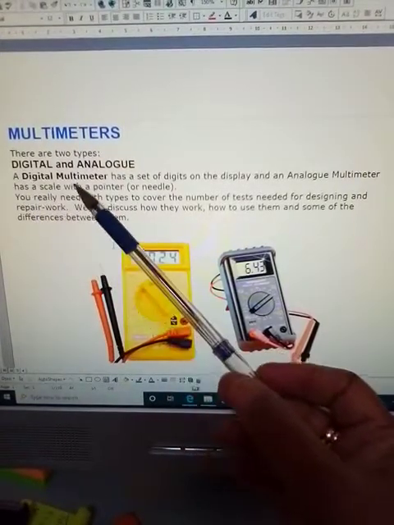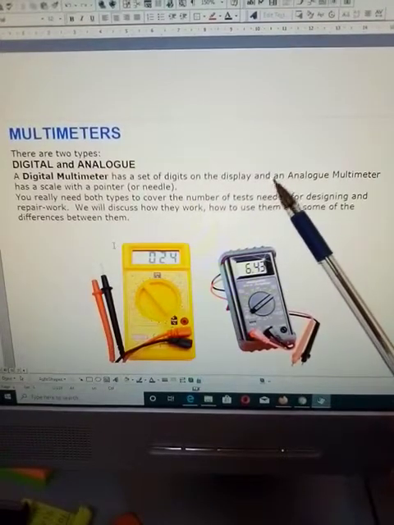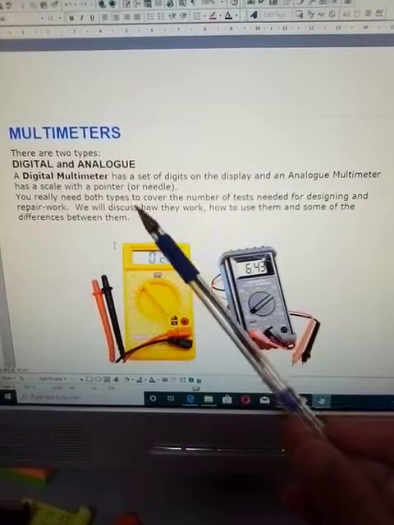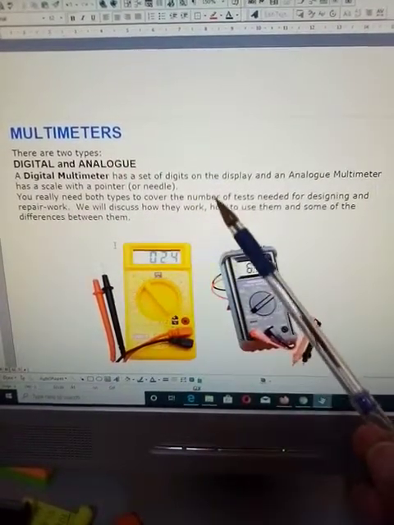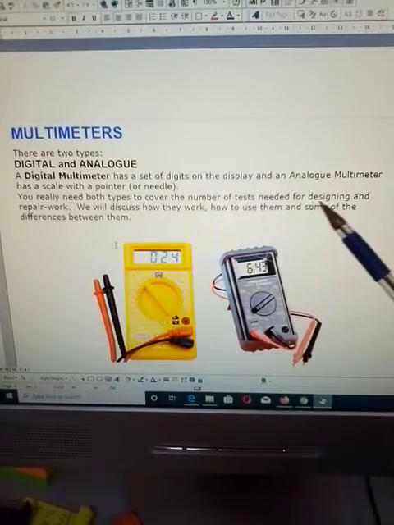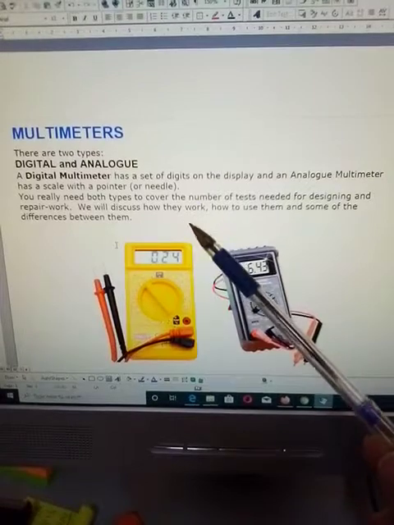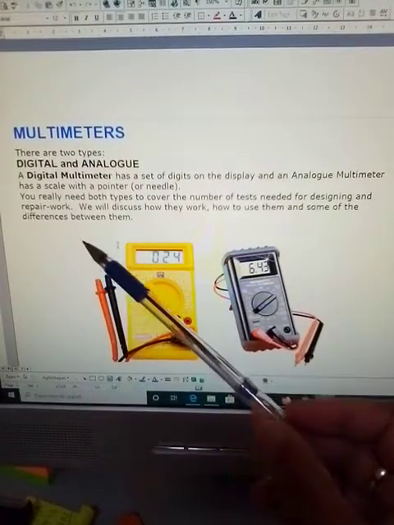Now, a digital multimeter has a set of digits on the display, and an analog multimeter has a scale with a pointer or needle. You really need both types to cover the number of tests needed for designing and repair work. We will discuss how they work, how to use them, and some of the differences between them. Okay?